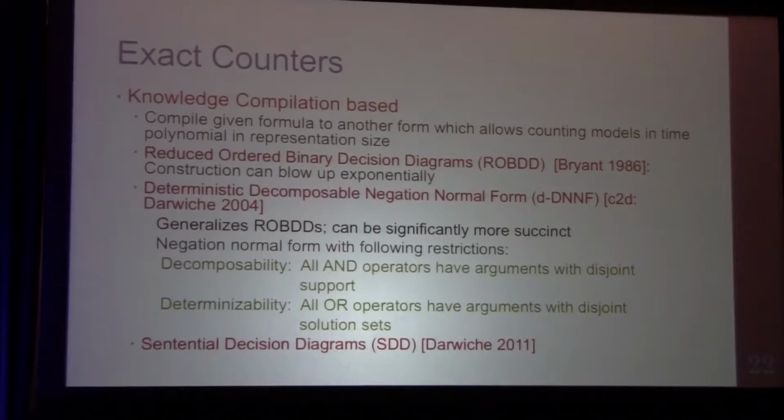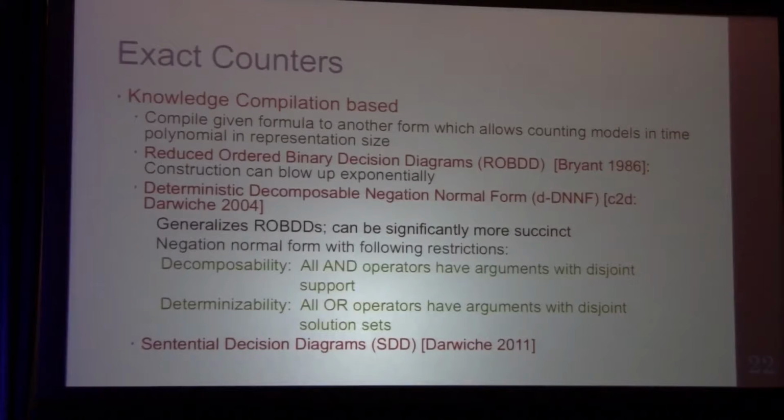And what do we mean by easy? It means in polynomial in the representation of the new form. In time polynomial in the representation of the new form, you calculate the number of models. And here there are several dominant representations that are used. Reduced order binary decision diagrams. This was proposed way back in 1986. The problem is that building this representation itself might be expensive. Once you build this representation, then it's easy to count.